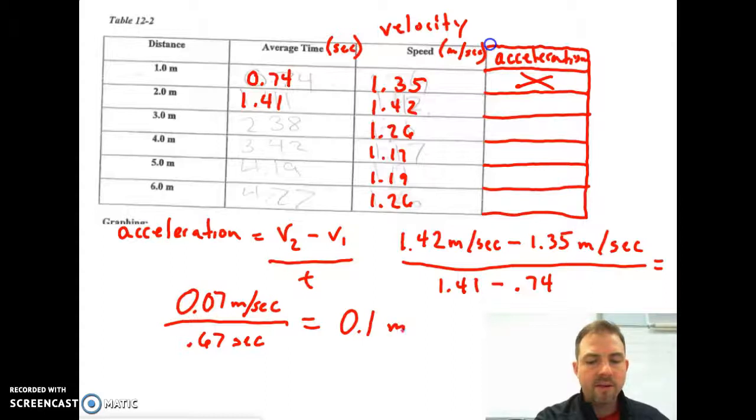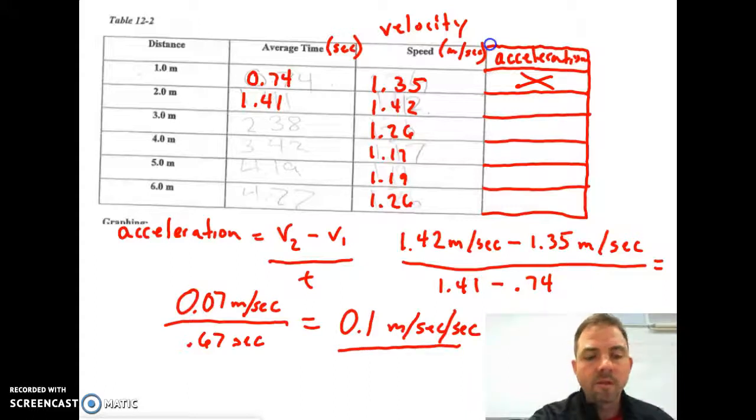And now this is the crazy unit, meters per second per second. We're going to talk a little bit more about what this means in class, but this means that every second that goes by, this marble is increasing by 0.1 meters per second every second that goes by. And this is our acceleration for 2 meters. We looked at how the marble increased speed. Well, how much did it increase speed by? 0.1 meters per second per second.